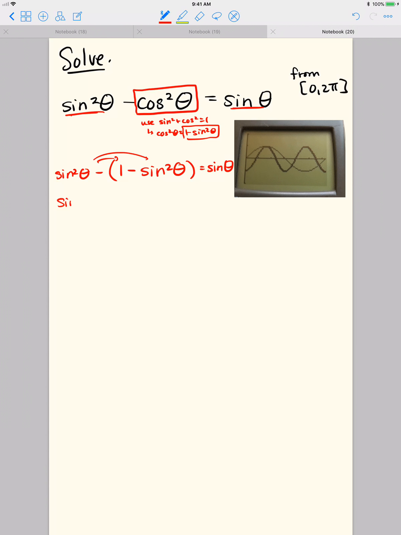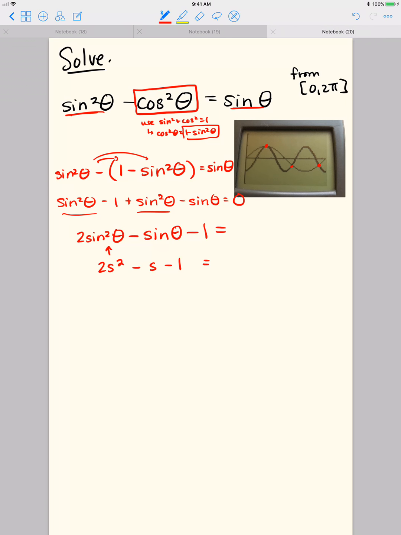I'll distribute through and have sine squared theta minus 1 plus sine squared theta. Be extremely careful with signs. And I'm going to go ahead and subtract that sine theta over to the left so I can set it equal to 0. And I can see from my graph that the intersection is 1, 2, 3 answers. And so now I have 2 sine squared terms, which if I combine those are 2 sine squared theta. And then I'm going to rearrange the terms so the sine function is in descending order for its exponents. So I have a squared, a single function, and a subtraction of 1.